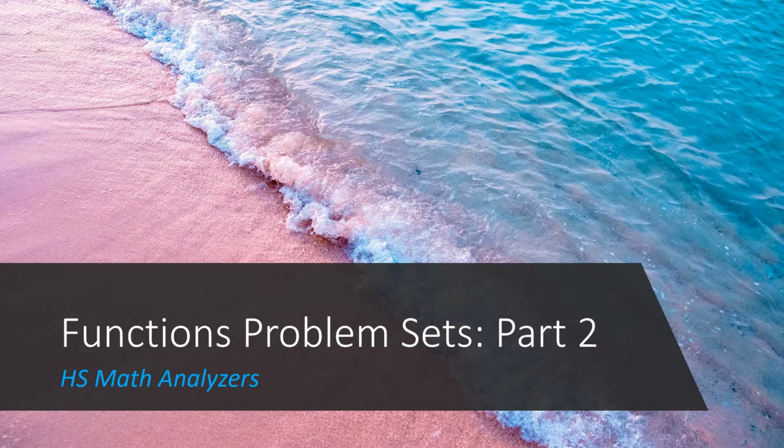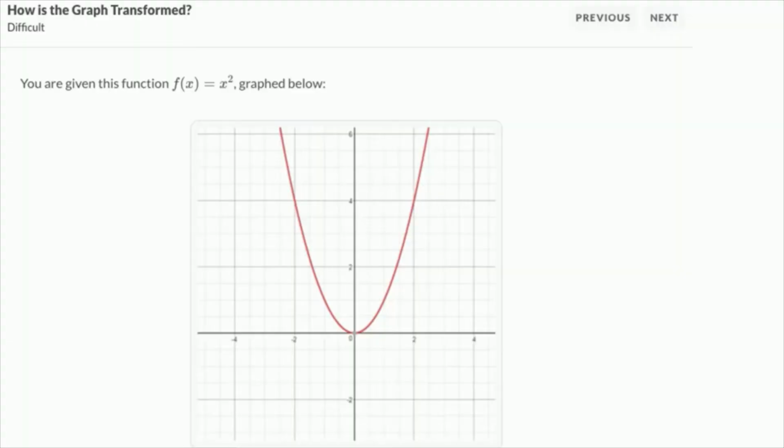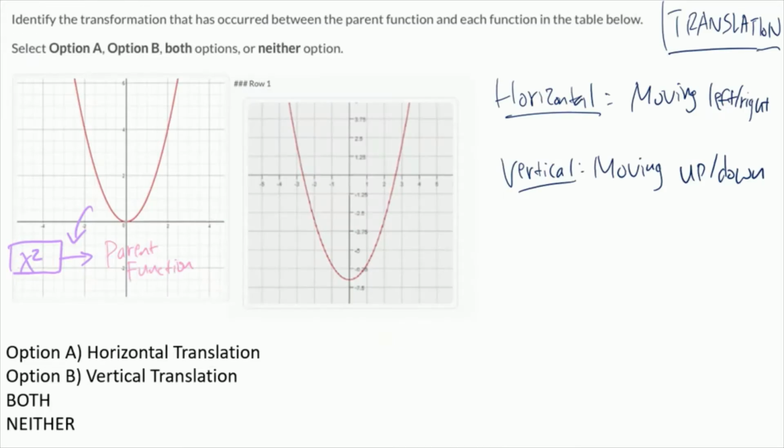Today we'll talk about functions, problem sets, part 2. You're given this function f of x equals x squared graphed below. In this problem, we have two options. It's either a horizontal translation or a vertical translation. For a graph to be a horizontal translation, it has to be moving left or right. And for a graph to be a vertical translation, it must move up or down.